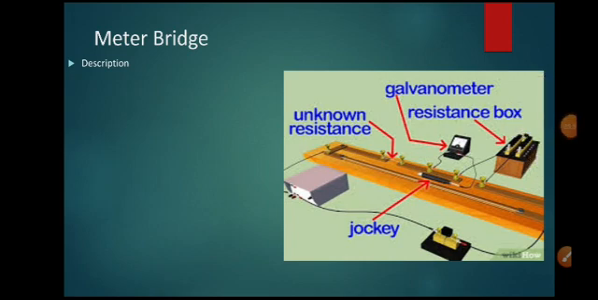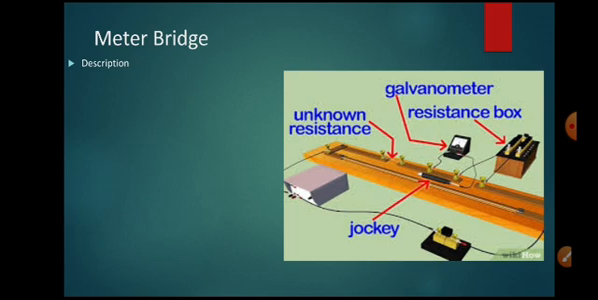Next device is a meter bridge. This meter bridge consists of a 1 meter length wire. That's why it is known as a meter bridge. It has a 1 meter length wire. It works on the principle of a Wheatstone bridge.